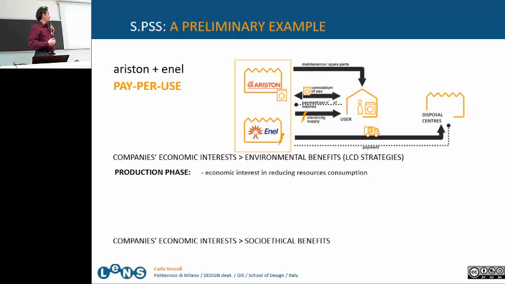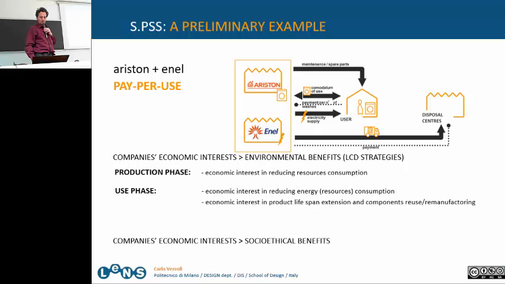So in the production phase, there is an economic interest in reducing resource consumption. In the use phase, there is an economic interest in reducing energy and resource consumption, and in extending the life of the product, reusing components, remanufacturing, and so on. And in the disposal phase, there is an economic interest in material recycling.